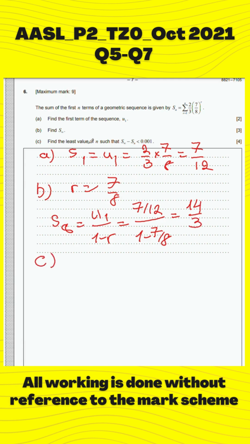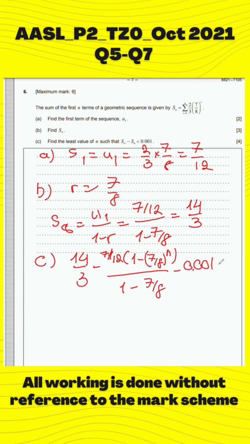C. Find the least value of n such that the sum to infinity minus the sum to n is smaller than 0.001. So 14/3 minus the formula of Sn, which is 7/12 multiplied with 1 minus 7/8 power n divided by 1 minus 7/8, and minus 0.001 smaller than 0. I put this one into GDC, so n must be bigger than 63.3, so n will equal 64.